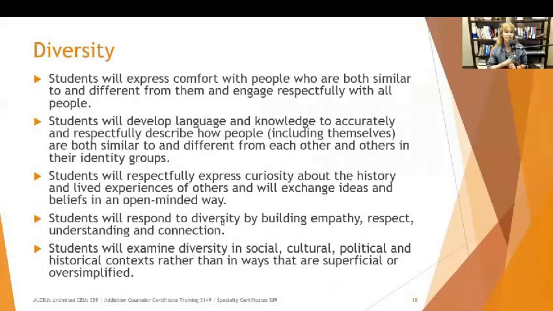So then we move on to diversity. Students will express comfort with people who are both similar to and different from them, and engage respectfully with all people. Students will develop language and knowledge to accurately and respectfully describe how people, including themselves, are both similar to and different from each other and others in their identity group. So, if you've got 10 people in a group, maybe you're doing a group for women with postpartum depression. They're all mothers. They all have postpartum depression. What else do they have that's similar? What do they have that's different? Maybe some are new mothers. Maybe some have 3 other kids at home.